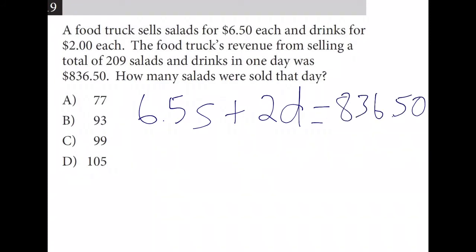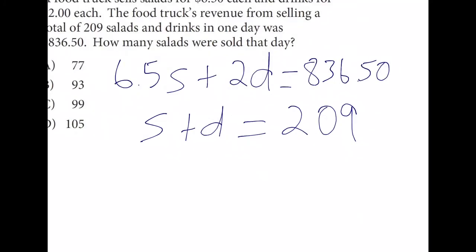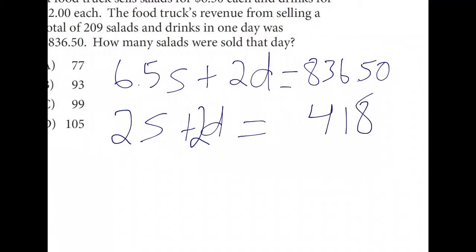And the other thing we know is true is that s plus d is equal to 209. Now we have a system of equations. Now you might notice that if we multiply this bottom equation by 2, so change this to 2s, 2d, and this becomes 418, we can subtract all three columns straight down and the d's are eliminated.